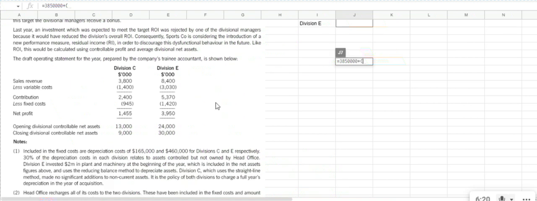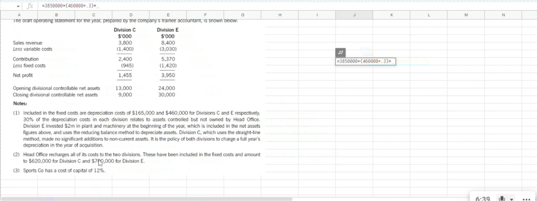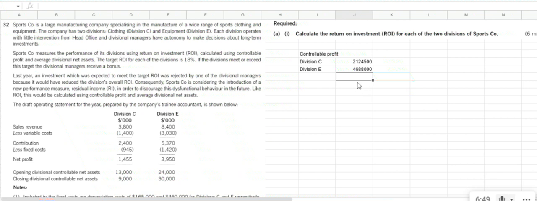So the first thing that we can see is 460,000, and 30% of this relates to depreciation costs, which are under the control of the head office, not under the control of the manager. Also, we need to add back a proportion of the fixed cost, which is head office fixed cost. So over here, this is this.